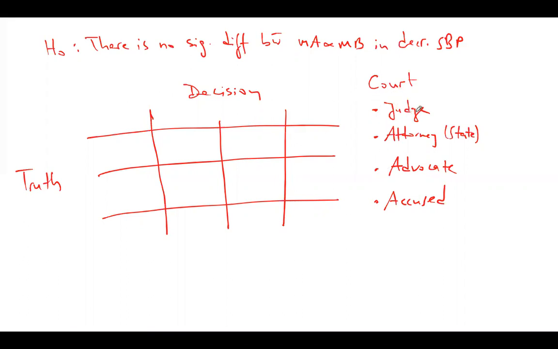What is your H null? The judge has an H null. Can you formulate the H null of the judge? It is: not guilty. Always negative, no significant difference. Not guilty. This should be the starting point, the H null of the judge of the court at the beginning.